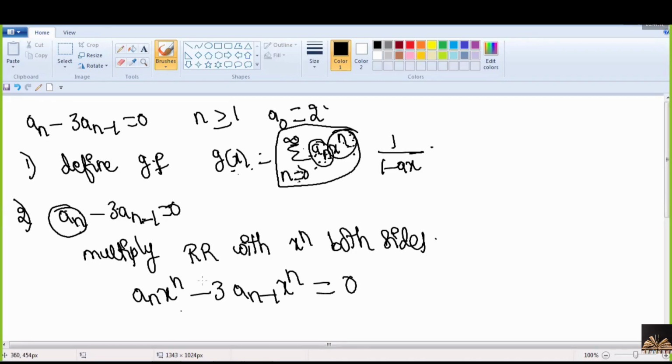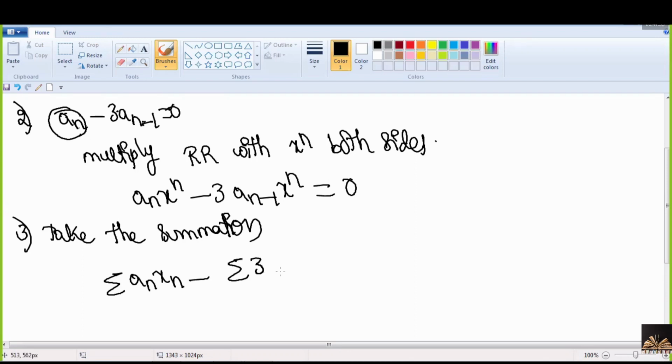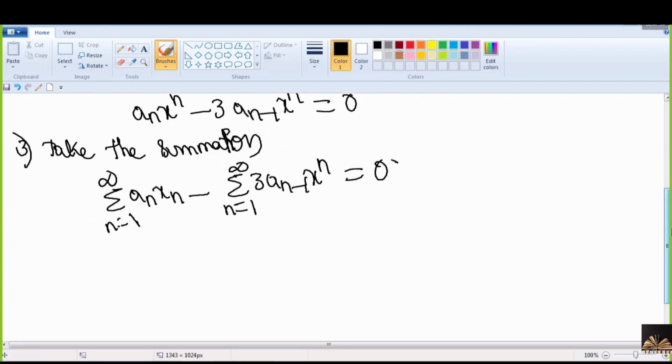Now the third step is take the summation on both the sides. In the third step, take the summation. So now it becomes summation of an into x power n minus summation of 3an minus 1 into x power n is equal to 0. Now what are the limits? In the given problem, the limits for n are given as from 1 to infinity. So the upper limit is infinity, but the lower limit is 1. It is not 0, because in the problem it is given that it starts from 1.